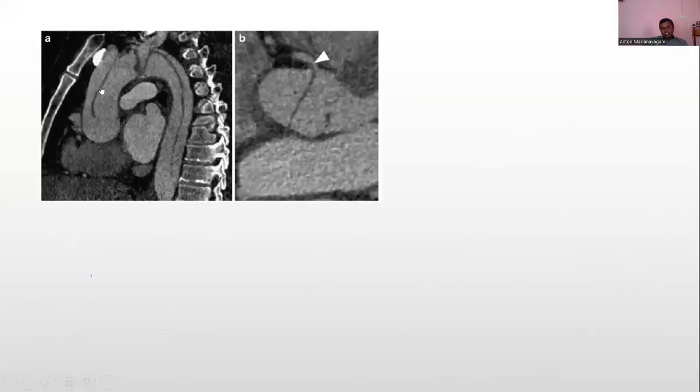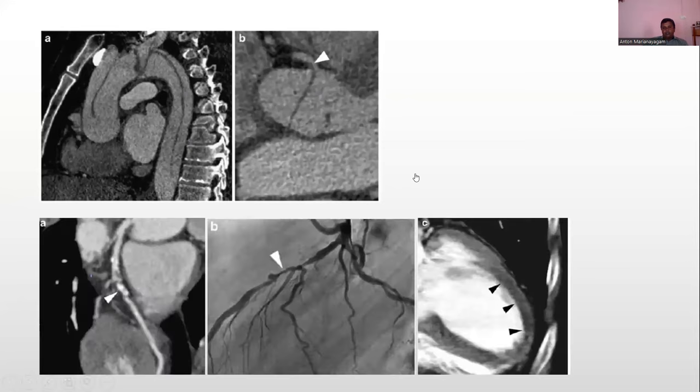Now you see, this is an aortic dissection. This is a patient admitted to the ED. If you can see this coronary sinus, the origin of this particular coronary artery is actually involved in the dissection. So this is going to impair the blood flow of the coronary artery, and the patient may present with ischemia.